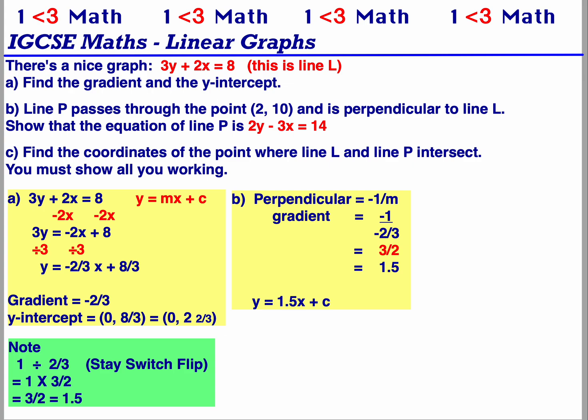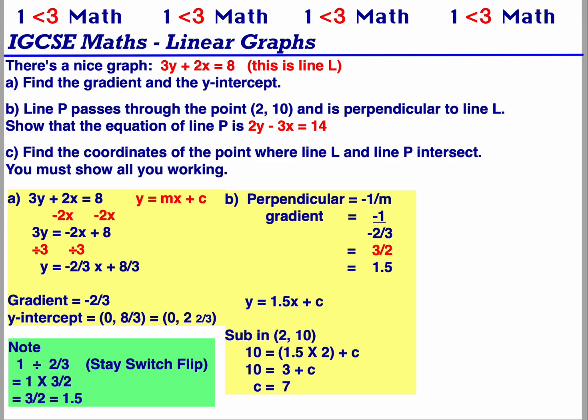So because I've worked out the gradient to be 1.5, I can now substitute in the point x equals 2, y equals 10, and that'll allow me to work out the c. So if I sub in 2 and 10, the y becomes 10, it becomes 1.5 times 2 plus c. So 10 equals 3 plus c, and therefore c is going to equal 7. So I can put that into the equation now. y equals 1.5x plus 7.